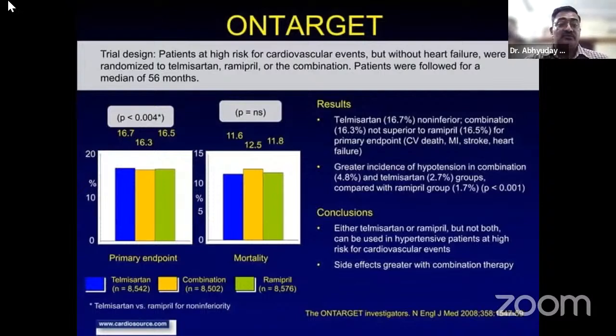And this was shown in this again landmark study, ONTARGET, in which patients at high risk of cardiovascular events but without heart failure were randomized to either telmisartan, ramipril, or the combination, and were followed up for 56 months. It showed that telmisartan was non-inferior, and a combination of both was not superior to ramipril alone. And in fact, there were more complications with the combination. So they said we can use either ramipril or telmisartan. Both have equal efficacy, and the combination has not shown any extra added benefit. There are more side effects.